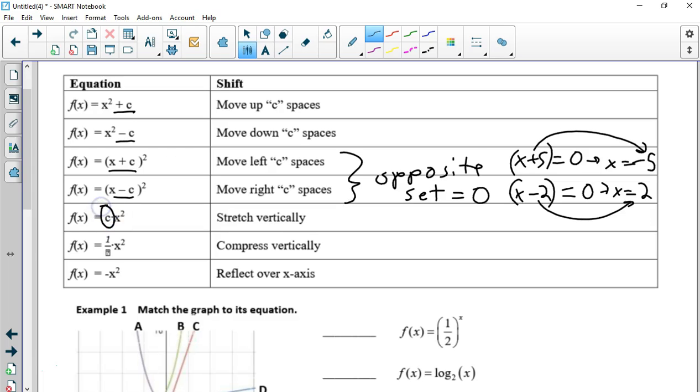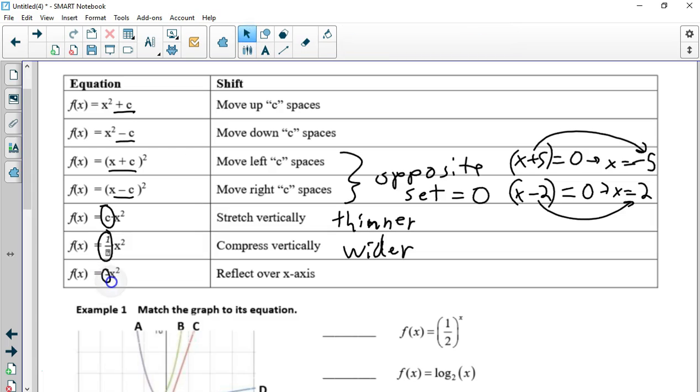A number in front, like so, stretches it vertically. Okay? That means it's going to pull it top to bottom. That also makes it thinner. We've also referred to it that way. If we have a fraction less than 1 in front as our coefficient, that's going to compress it vertically, which is going to squash it or make it wider. And if we have a negative in front of our function, then it's going to reflect over the x-axis, or we talk about flipping it.